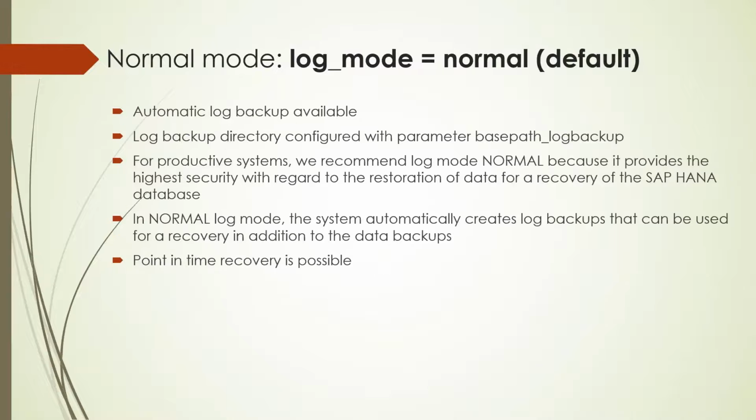Log mode equal to normal: automatic log backups are available. Log backup is directly configured with the parameter base path log backups. Okay, for production systems we recommend log mode normal because it provides the highest security with regard to the protection of the data for the recovery of the HANA database. In the normal log mode, the system automatically creates log backups, and those can be used for recovering in addition to the data backups. Point in time recovery is possible in log mode equal to normal.